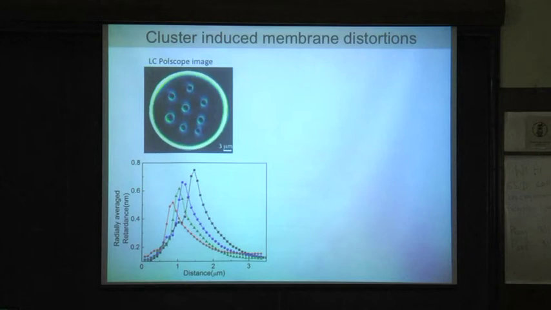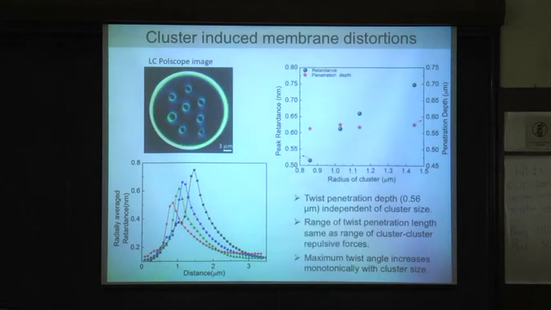So this is plotting the retardance as a function of distance from the center of the cluster. And quantitatively what we see is that larger clusters have more tilt associated with them. So there is more signal, but the twist penetration depths remain similar. The twist penetration depths shown in the red are quite similar, and the tilt goes up.